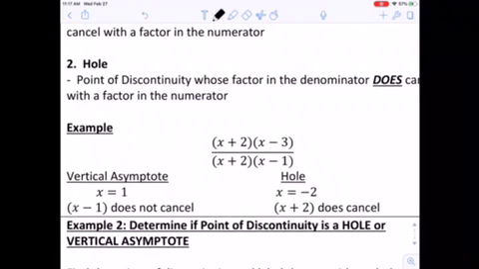As you see in this example here, we have two factored quadratics on top and bottom. Okay? Here, you'll notice that x plus 2 is the same on top and bottom, so those can cancel out. So because x plus 2 cancels out, this point of discontinuity of x equals negative 2 is a hole, and the factor of x minus 1, which gives us a vertical asymptote at x equals 1, does not cancel.